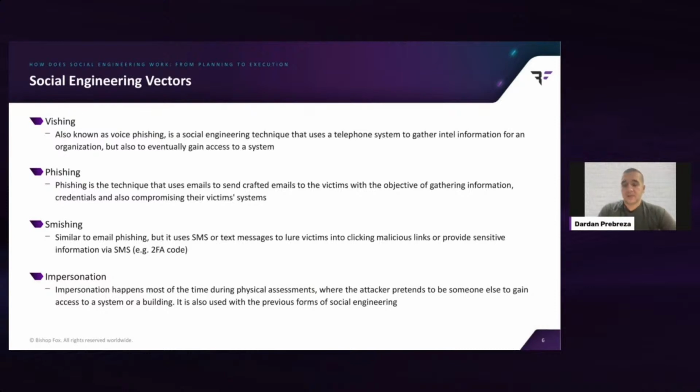And then the last one here is impersonation. Impersonation happens most of the time during physical assessments, where the attacker pretends to be someone else to gain access to a system or a building. But it can also be used with previous forms of social engineering. For instance, if you're calling and performing vishing, you need to pretend to be someone else to get the information you need.